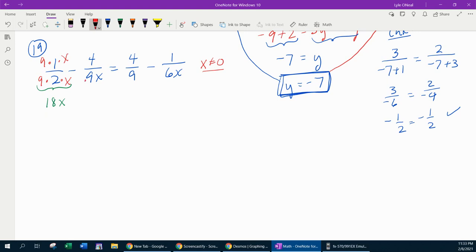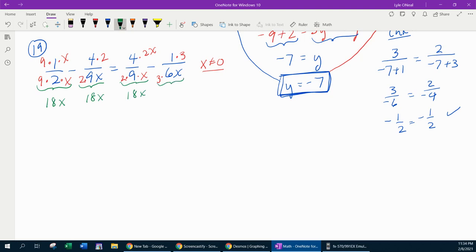Next, 9 times 2 would give me 18x. That already has the x, so the 4 gets a 2. The next fraction, 9 times 2, and it needs the x. So the 4 gets the 2 and the x. And now 6 times 3 is 18. It already has the x, so all it needs is the 3. Okay, now look what I've done. 2 times 9, that's 18x.